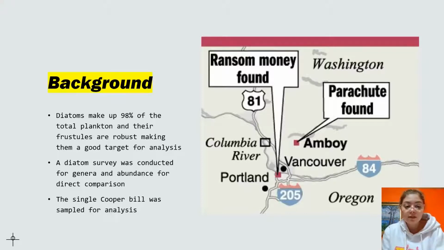So as I said, the single Cooper bill was sampled for analysis, and we will get into that on the next slide. On this slide, we have a picture of where the ransom money was found and then where the parachute was found. So it kind of gives you a little map of where we're going, and you get kind of like pinpoints of where we are.